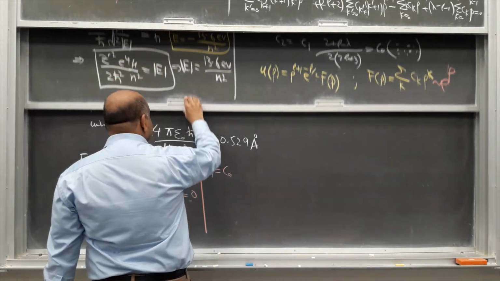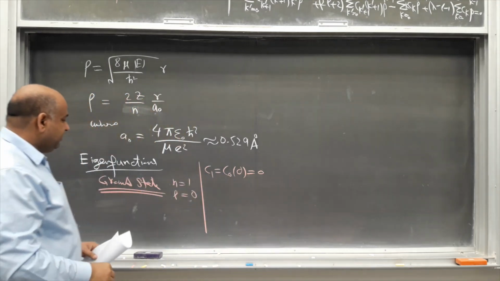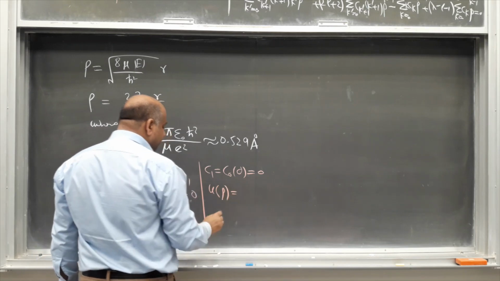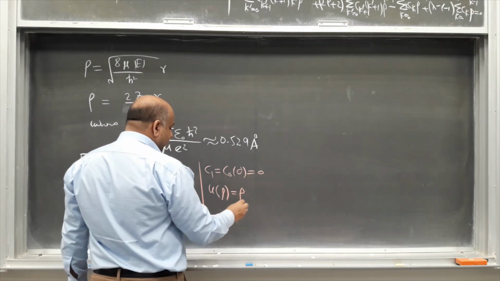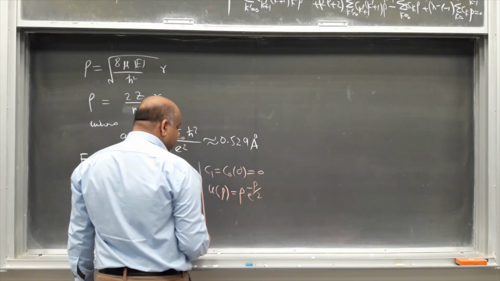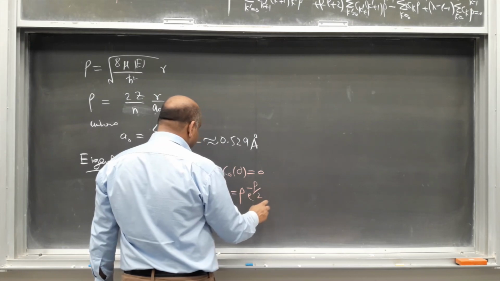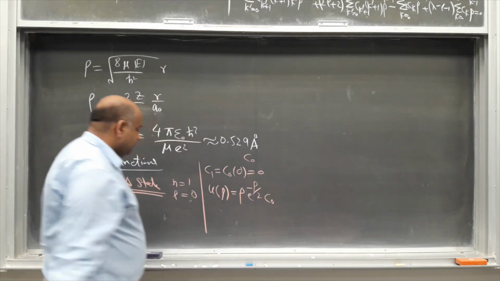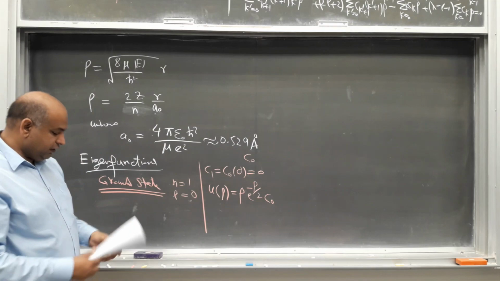So essentially, our C1 is 0, which means that my u of rho would be rho to the power L plus 1. L is 0, so it's just rho. And then there was exponential minus rho by 2. And then we have f. And in f, we only have C naught. So I only left C naught. There are no other terms. So this is my u of rho, where rho is given over here.